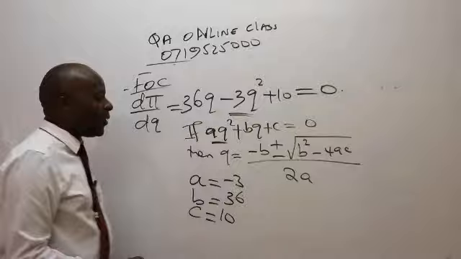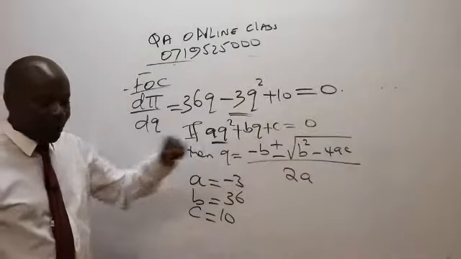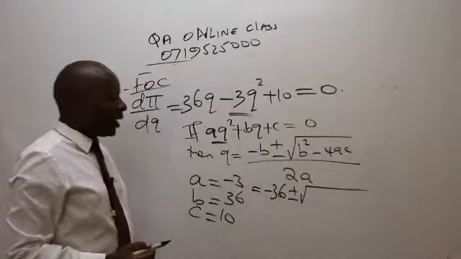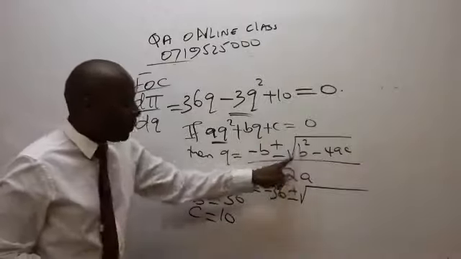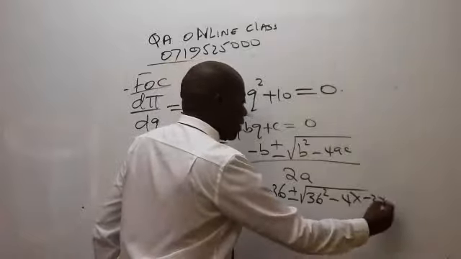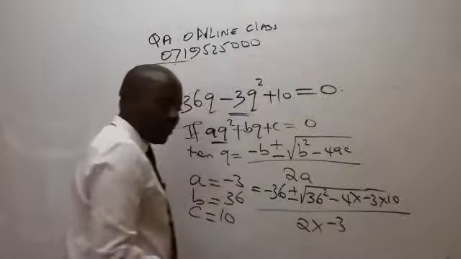So ladies and gentlemen, the next thing you need to do is to substitute. Please go ahead and plug in the figures. So now we are saying minus b, which will be minus 36, plus or minus the square root of 36 squared. Instead of b, I plug in 36. So 36 squared minus 4 times a, which is minus 3, times c, which is 10, all over 2 times a, which is minus 3.